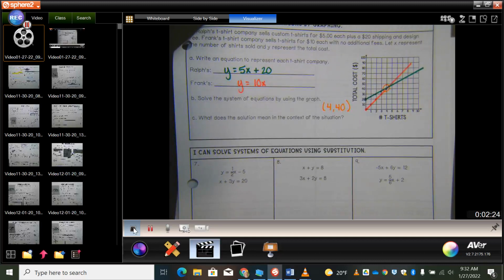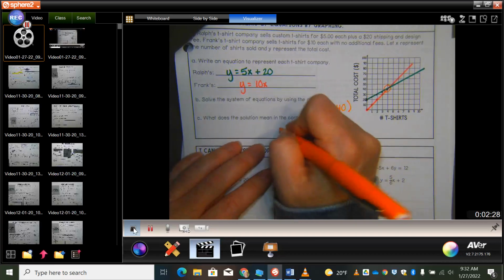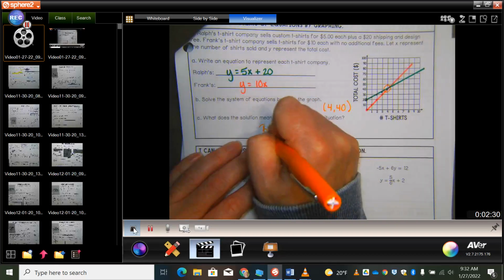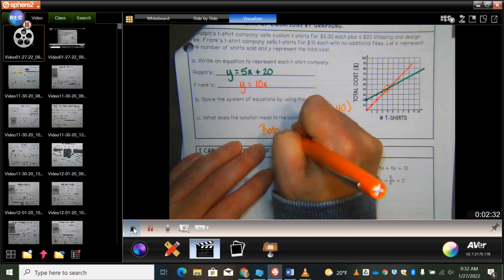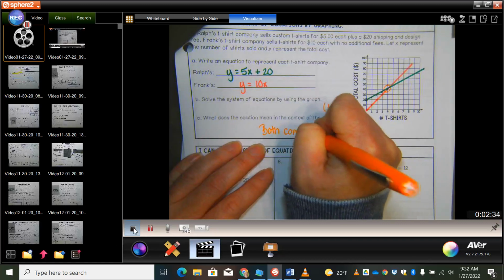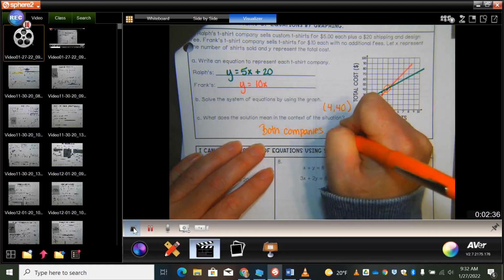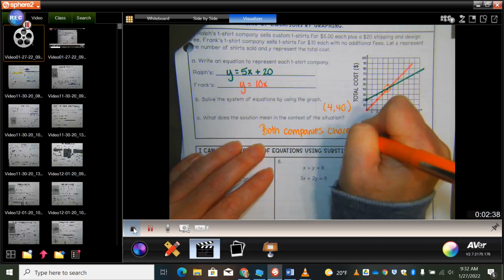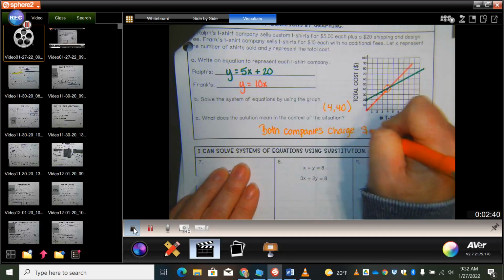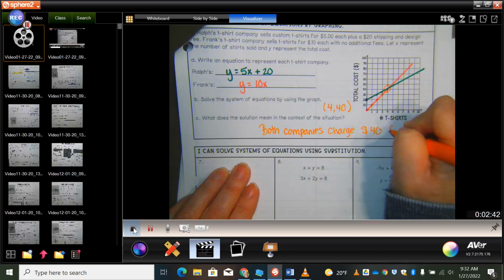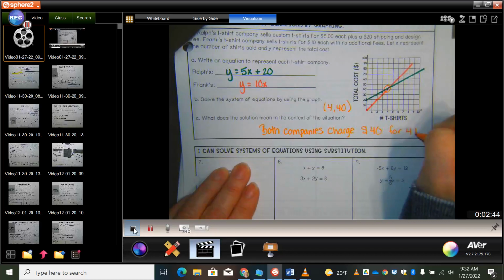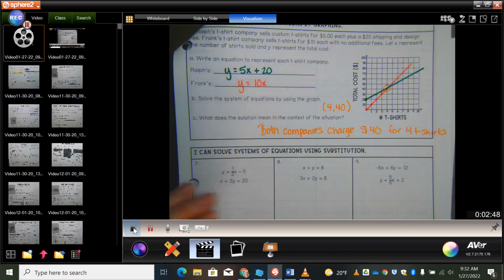So what does this mean in the context of this situation? It means that both companies charge $40 for 4 t-shirts. That's what that will mean in the context of this problem.